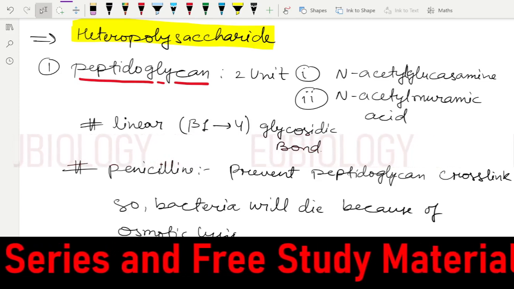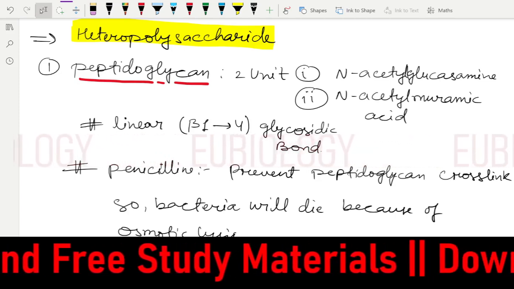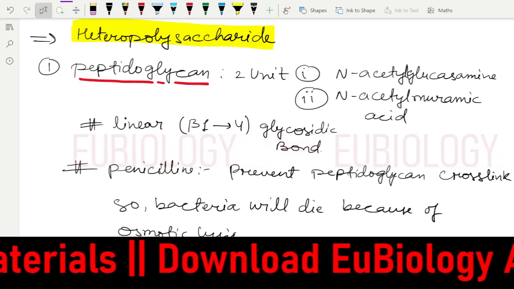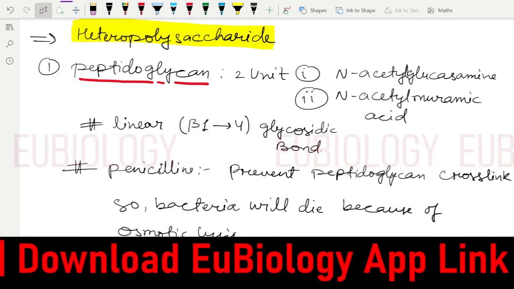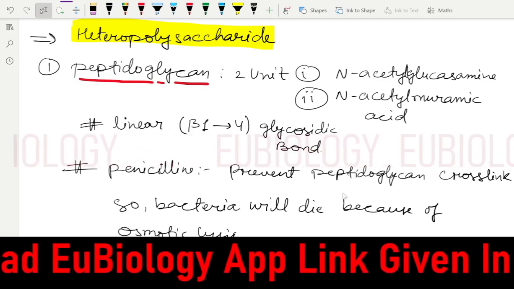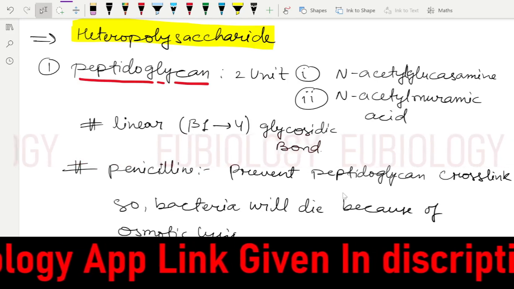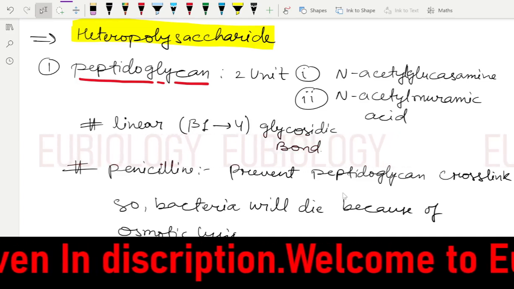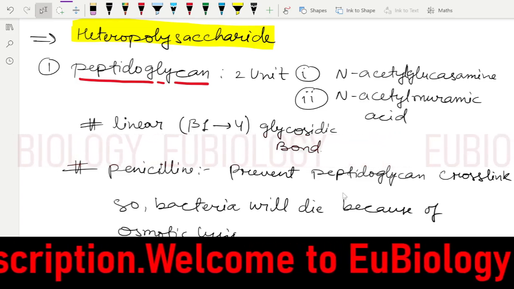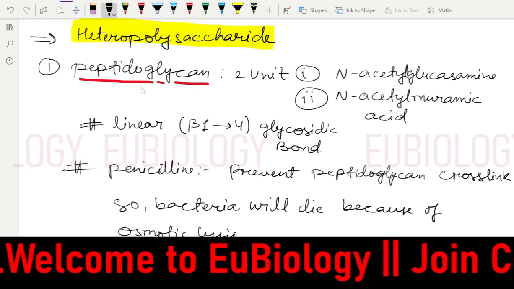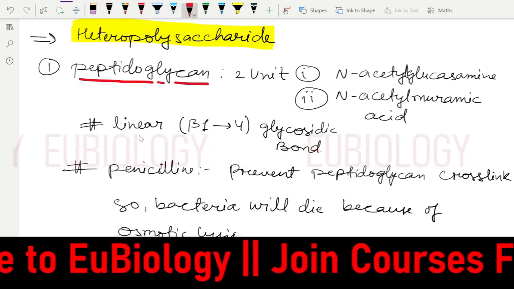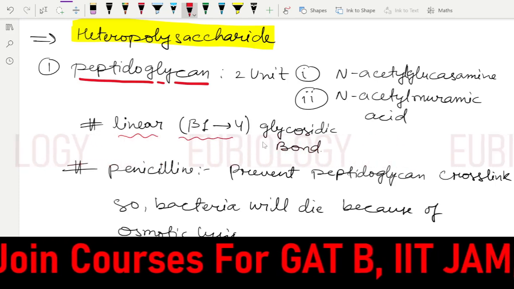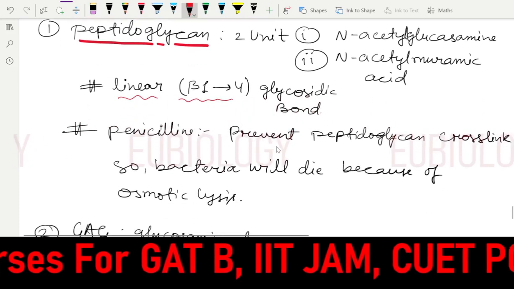So we were seeing the heteropolysaccharide, like a peptidoglycan, is the cell wall of the prokaryotes. If it is the cell wall of the prokaryote and it has units of N-acetyl glucosamine and N-acetyl muramic acid, then the beta 1,4 glycosidic linkage can be blocked. This linkage can be blocked by penicillin.